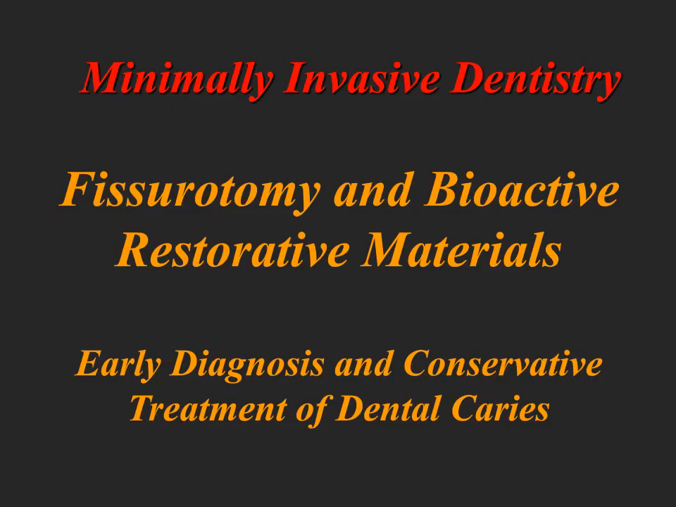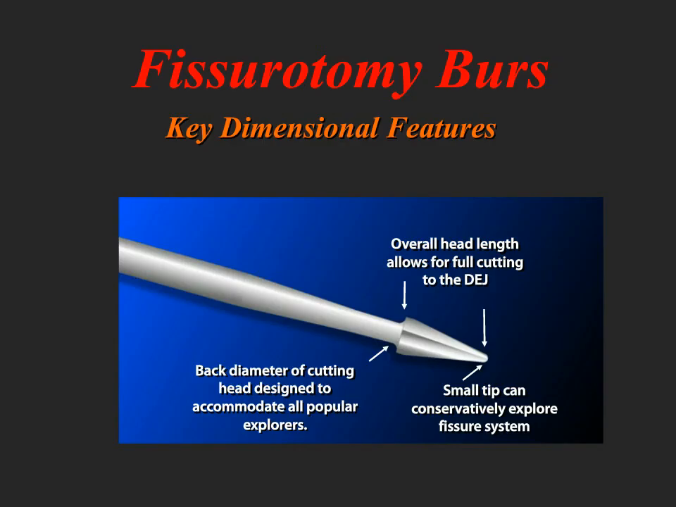Next, let's look at cases with fissurotomy and bioactive restorative materials. Some of the key features of a fissurotomy burr: actually, a fissurotomy burr looks like a depth gauge. Because the cutting surface is 2 millimeters, you know exactly when you're at the DEJ, because most enamel on occlusal surfaces is about 2 millimeters in thickness.